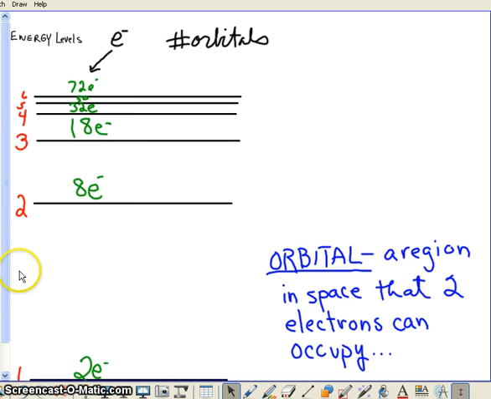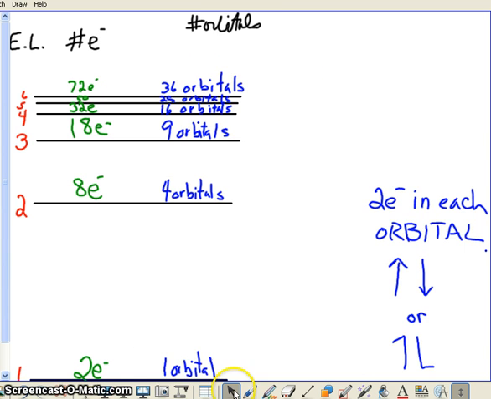Since these energy levels contain a lot of electrons, these electrons, which tend to repel one another, have to have their own little space, their region in space where two electrons can go. So it turns out the number of orbitals is exactly 1/2 the number of electrons in a given energy level. So the first energy level only has one orbital, the second has two orbitals, 9, and so forth. And when we put two electrons in an orbital, they actually have to be spinning in opposite directions.